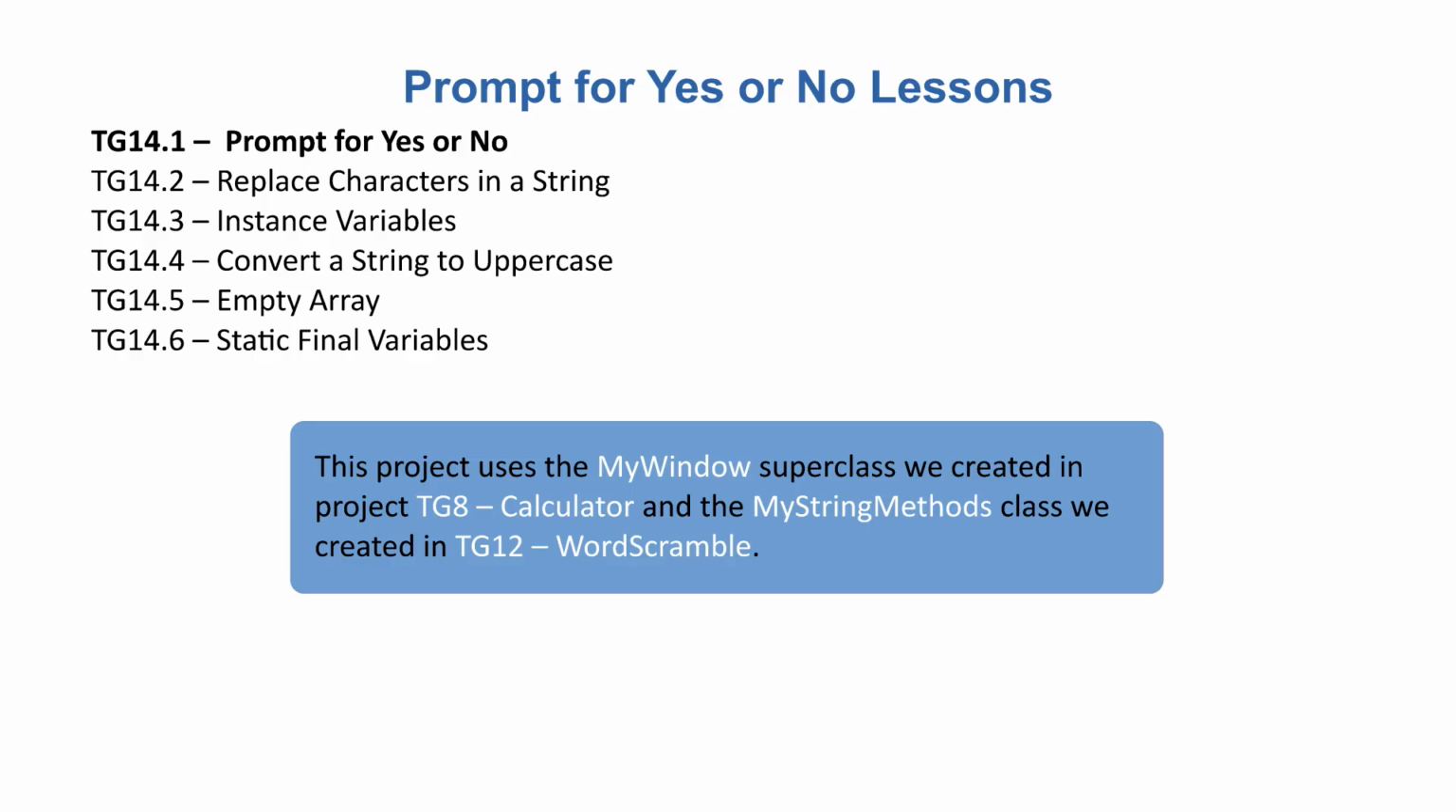This project uses the MyWindow superclass we created in project TG8 Calculator, and the MyString methods class we created in TG12 Word Scramble. A prompt for yes or no could be useful in many programs. It should display a prompt and make sure the user enters Y or N in either uppercase or lowercase. We'll add the method to the MyWindow class so you may use it for any program that uses MyWindow as a superclass. Do you recall what visibility a method should have so any class which extends MyWindow can use it?